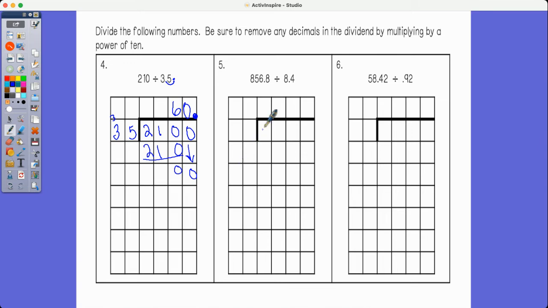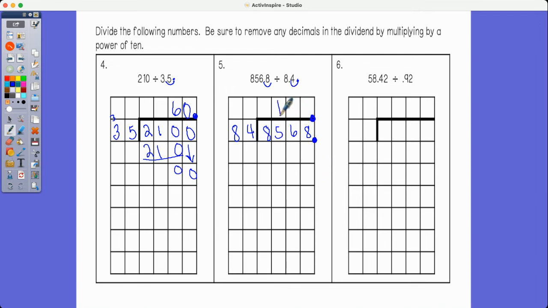Okay, the next problem says 856.8, and I'm going to hold off on writing decimal points, divided by 8.4. So I need to move this one over to become 84. Whatever I do to the outside, I do to the inside. So I'm going to move this one over. My decimal point is right here. I bring it straight up into the answer.